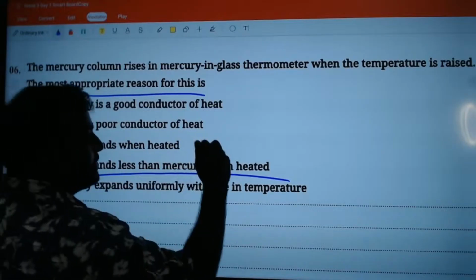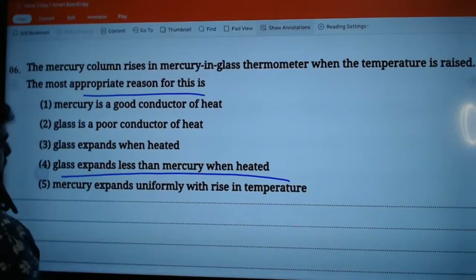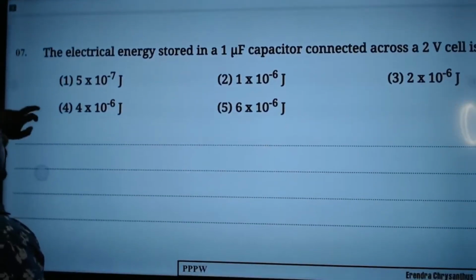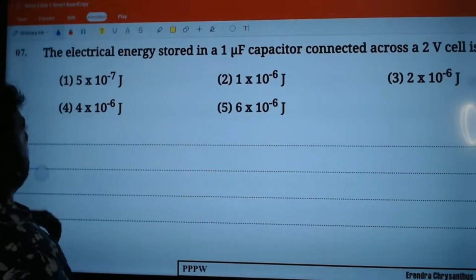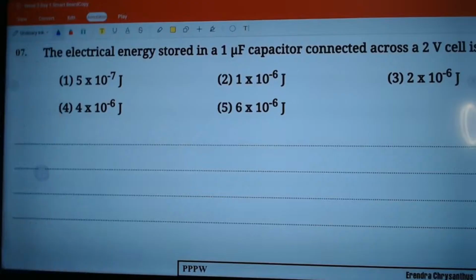That is why you can see mercury rise. We can see mercury rise because mercury is expanding more than glass.